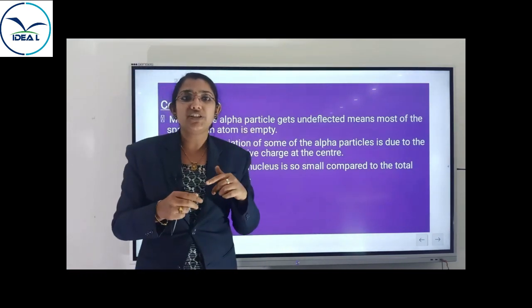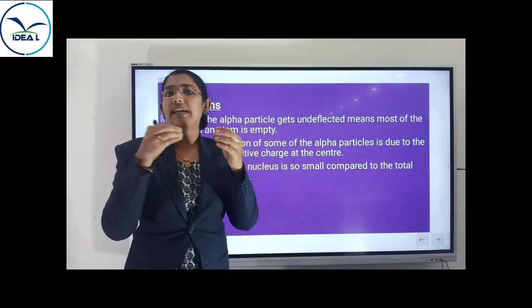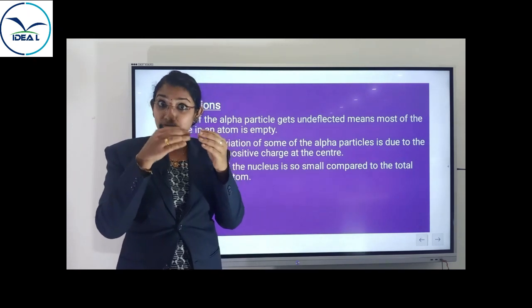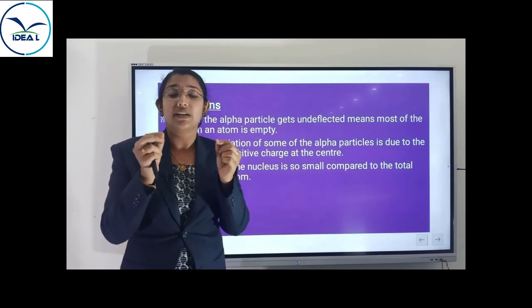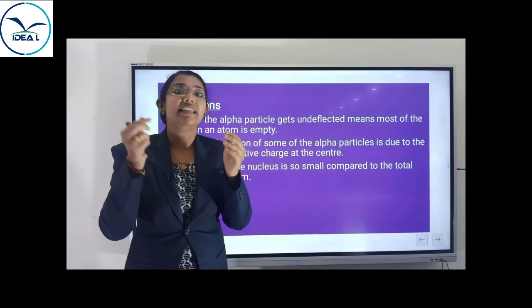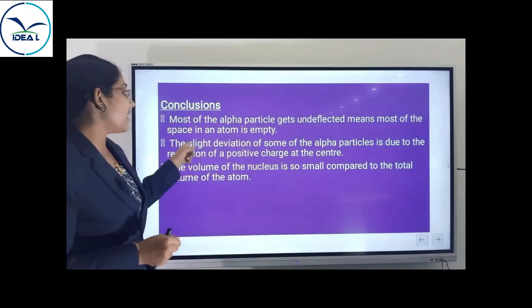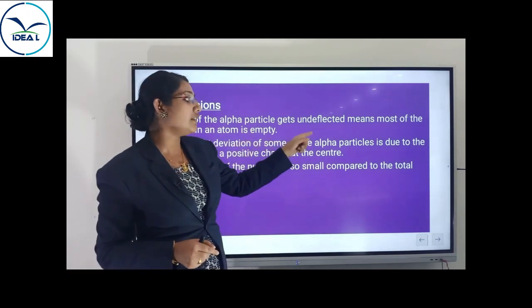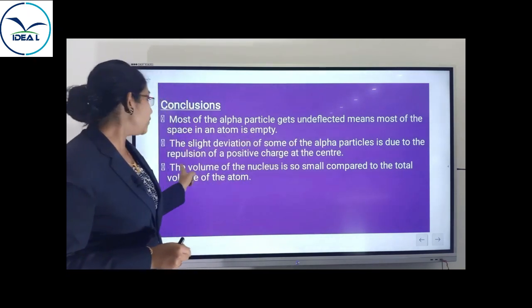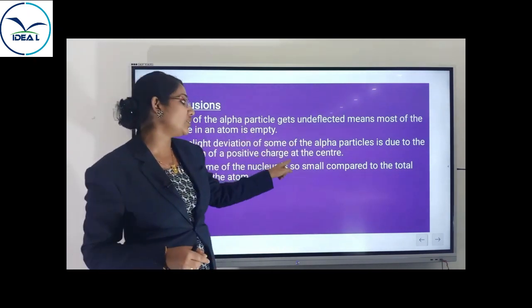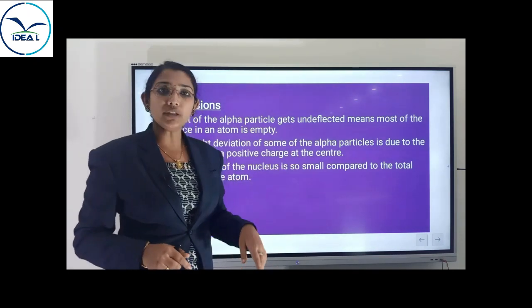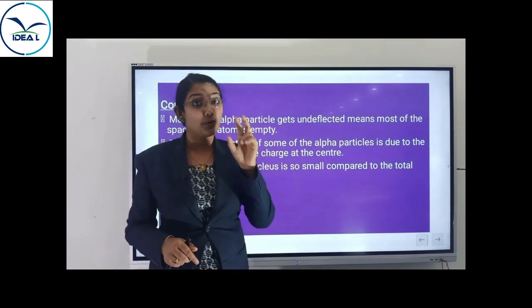Yes, in the observation we see that some of the alpha rays are deflected in small angles, which means that there is an obstacle. The slight deviation of some of the alpha particles is due to the repulsion of a positive charge at the center. You know that an alpha particle is positively charged.